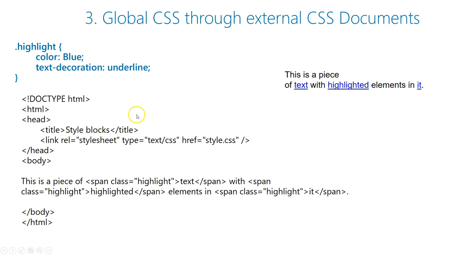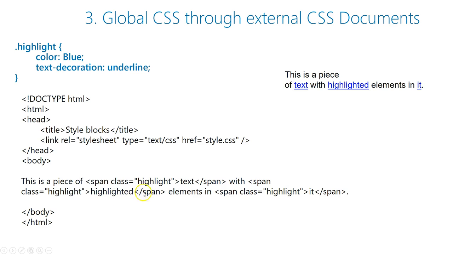Now, with an external CSS document, you create your CSS file, and then you call that CSS file just like you call any other hyperlink. So for CSS linking, you use link, rel stylesheet, and type text/css. This is usually the same. What changes is your file name. So href is equal to style.css, or whatever your file name is will go here.